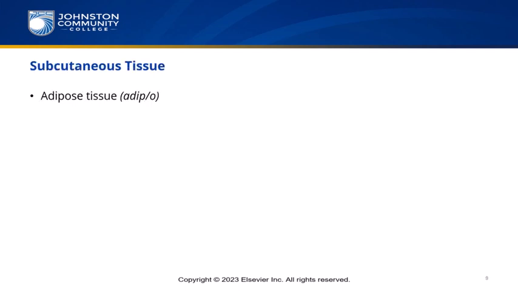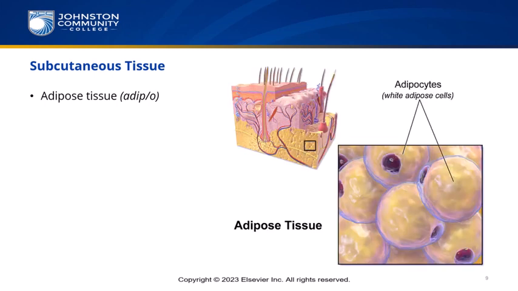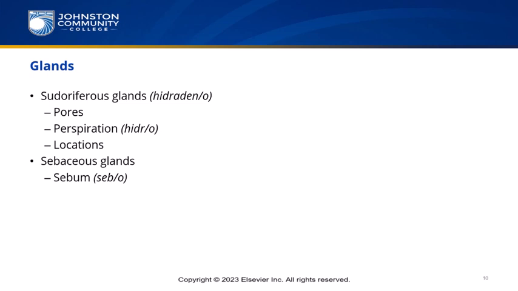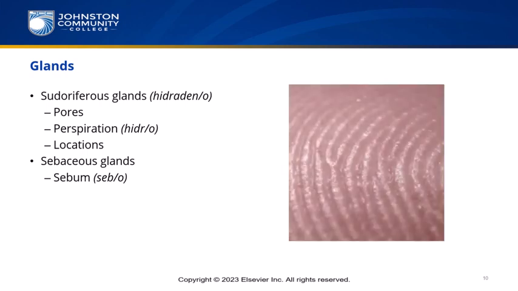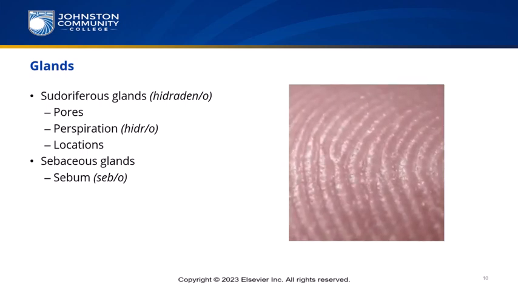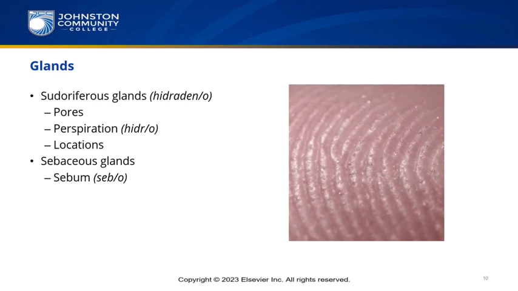Let's move on to the subcutaneous tissue. This structure is composed mainly of adipose tissue. Remember, adipo is our combining form for fat, which serves to insulate and cushion the body. Next, we'll get a little bit deeper on the different types of glands. The sudoriferous glands: sudor, sudori meaning sweat, and ferous meaning pertaining to carrying.